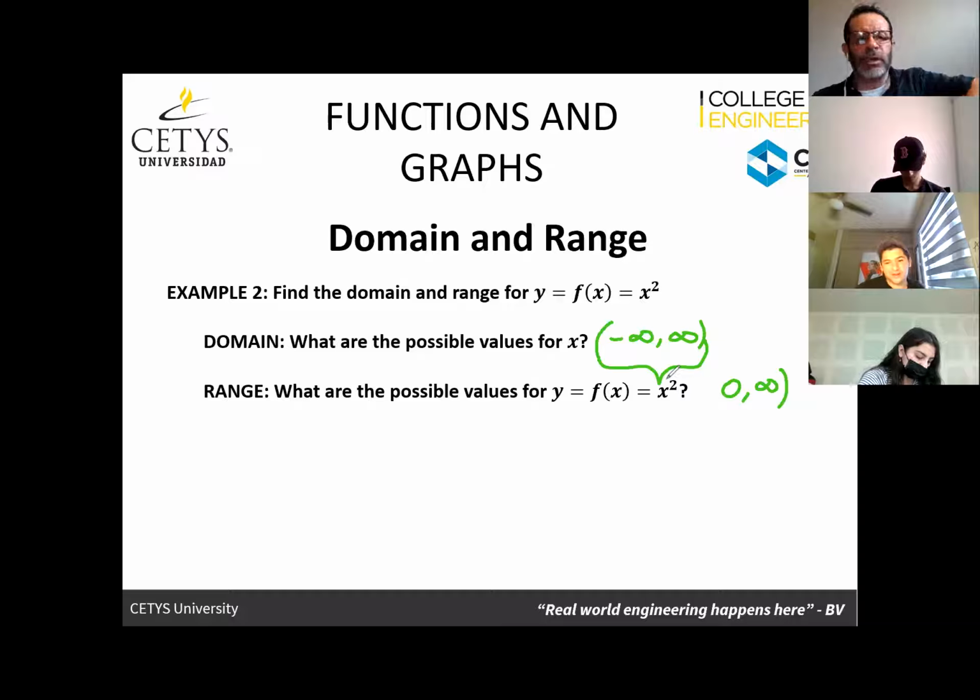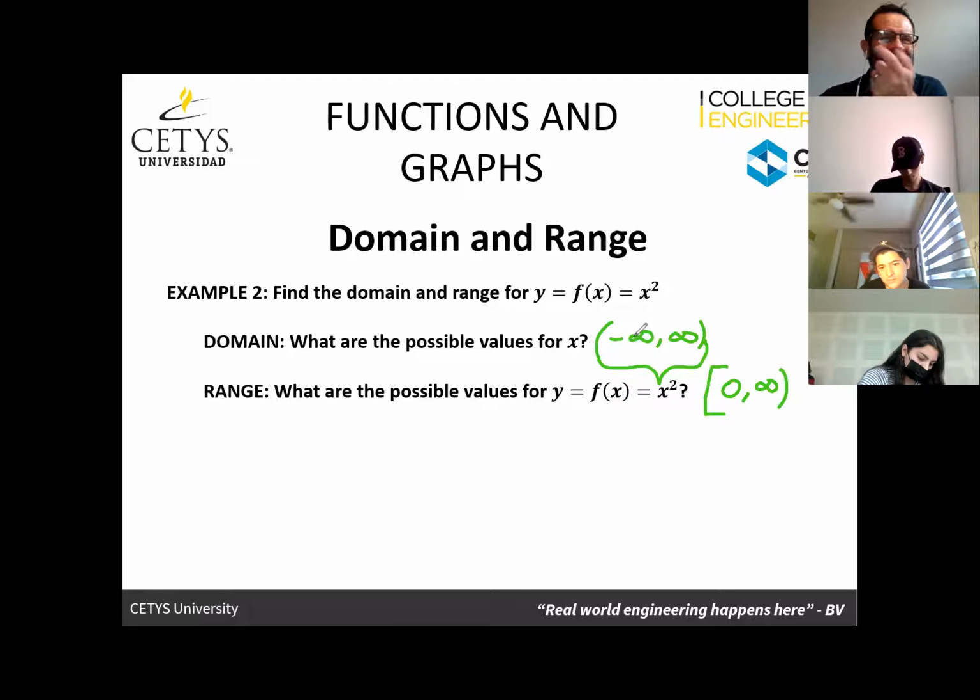Is x equals 0 part of the domain? Look at the domain. The domain is this. So is x equals 0 part of the domain? It is. If I substitute x equals 0, what do I get? 0. So 0 is part of this. So the observation that Daniel was making is correct.